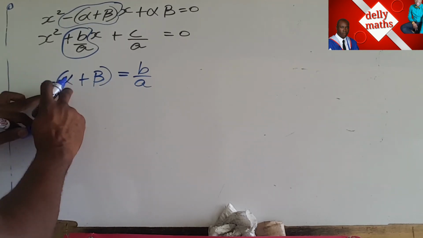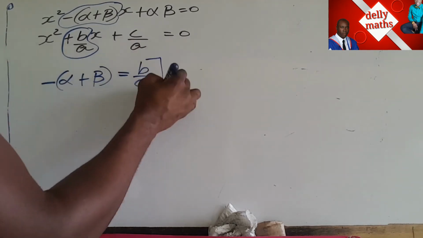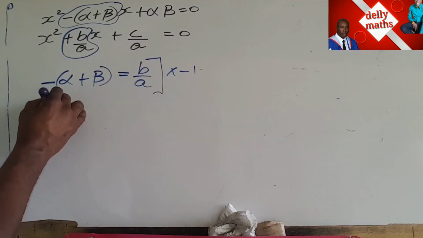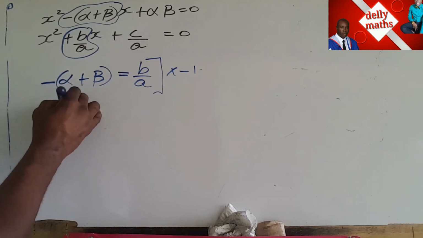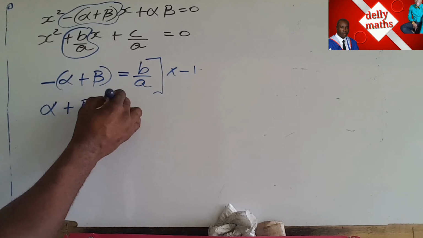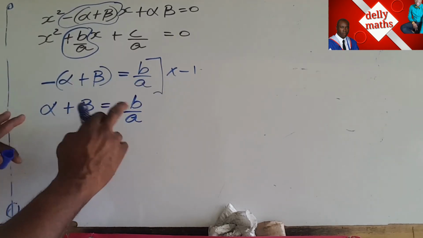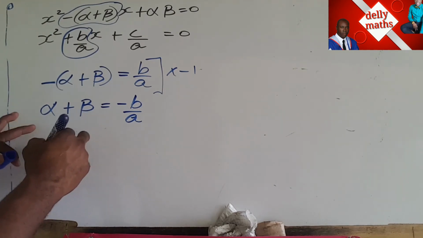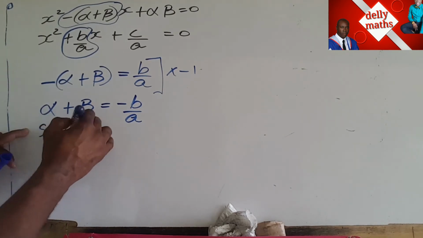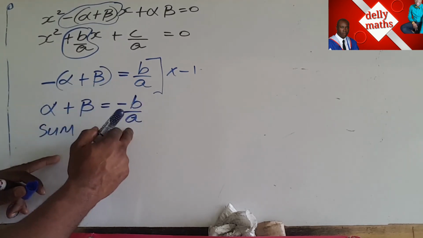But this is the sum. If I just want the sum, this is the negative of the sum. So I would have to multiply everything by negative 1. So I'll end up with the sum of alpha and beta is going to equal negative b over a. So that's one of the relationships that we have. You understand? So this is for the sum. And this is how we could prove that the sum of the roots will actually give negative b over a.